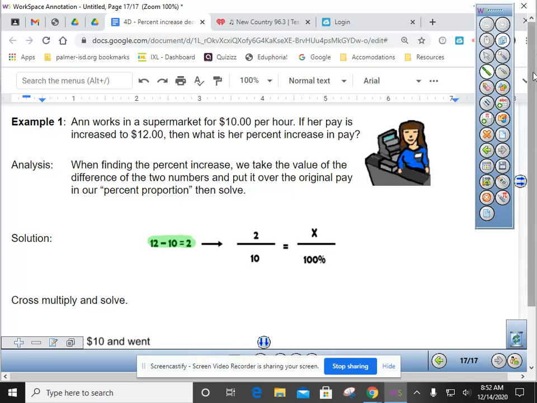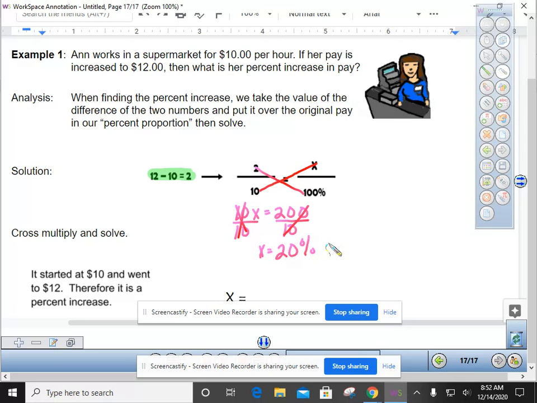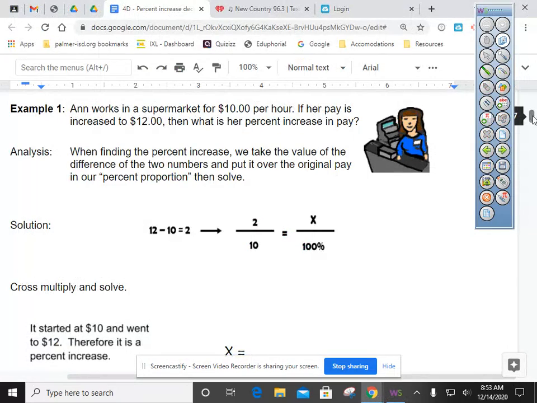$10. Do you know how to solve that? Yeah, everybody knows how to solve that, right? And we divide both sides by 10, and mark off a 0, and we get x equals 20. So that is a 20% increase in pay. Everybody good? Yes, ma'am. Awesome. Thanks for responding.